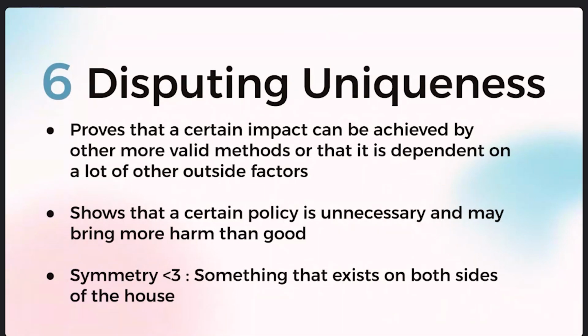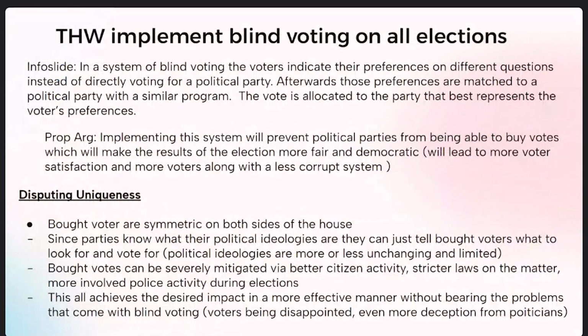And this is going to cover something called symmetry, which is honestly my favorite and funnest way for me to do rebuttal. It is just proving that something exists on both sides of the house, which makes it not an argument for one particular side. And this is all going to get much more clear when I give you the example, I promise. So this is the third most important key pillar that an argument stands for: it has to be unique to your side of the house.